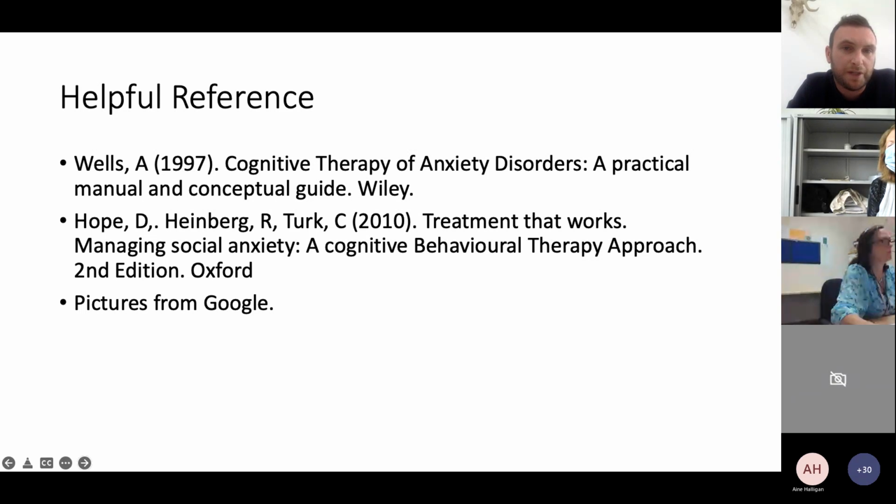Another book which is very useful is Cognitive Therapy of Anxiety Disorders: A Practical Manual and Conceptual Guide. Lots of really good information in this too. So these are the two which I recommend.